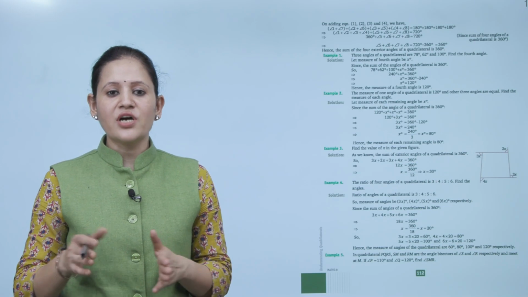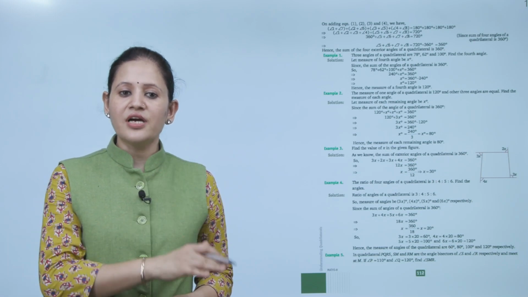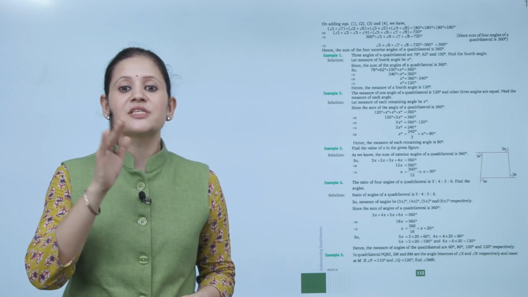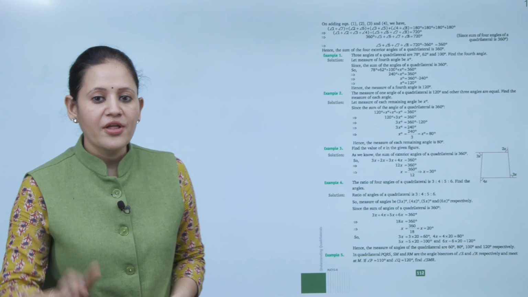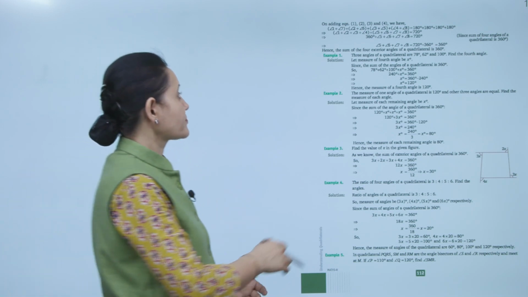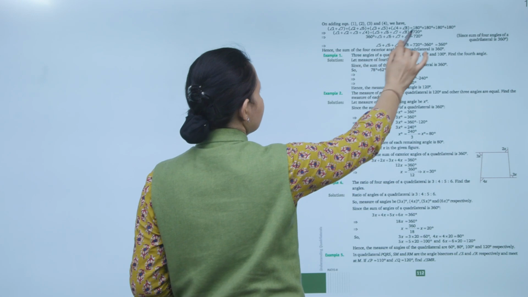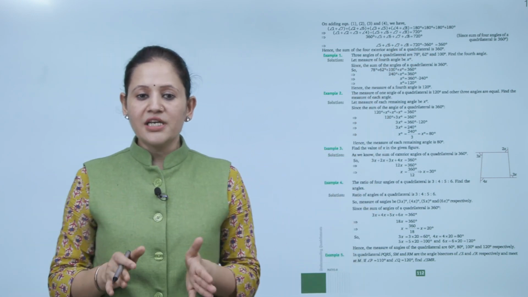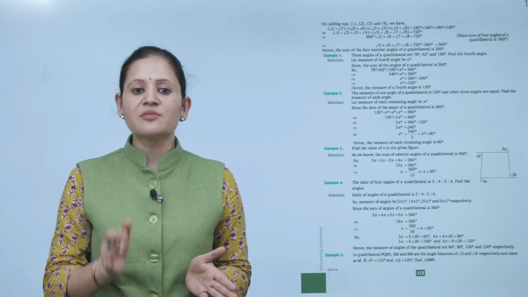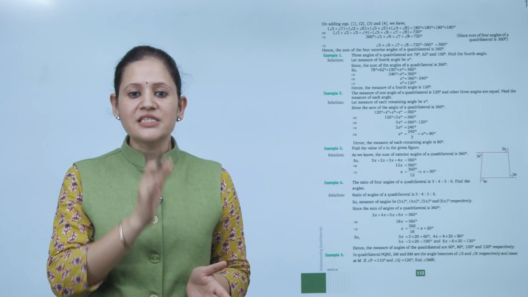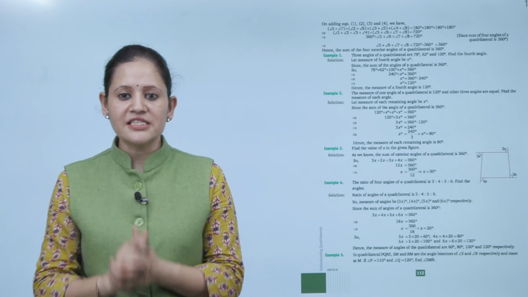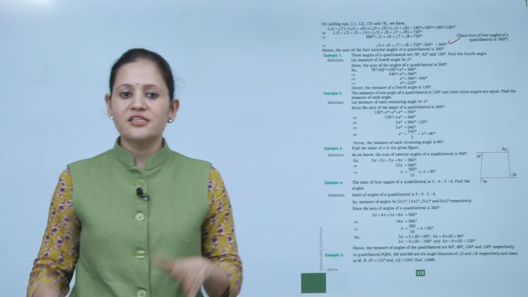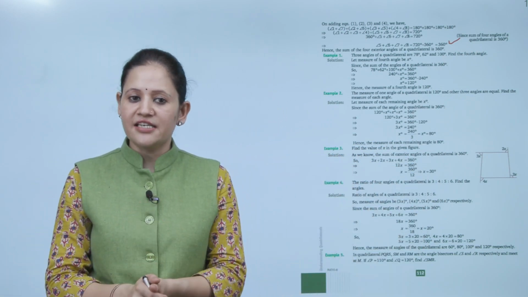On adding equations 1, 2, 3 and 4, we get angle 1 plus 7, 2 plus 6, 3 plus 5, 4 plus 8, that is 180 plus 180 plus 180 plus 180. If we add this, it equals 720. Now as we know, the sum of the interior angles of a quadrilateral is 360 degrees. So angle 5 plus 6 plus 7 plus 8 is 720 minus 360 degrees, that is 360 degrees. Hence, the sum of the exterior angles of a quadrilateral is 360 degrees.